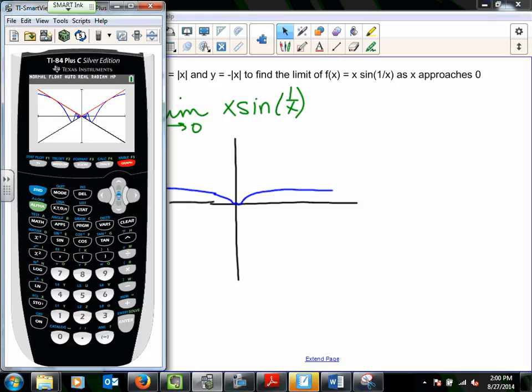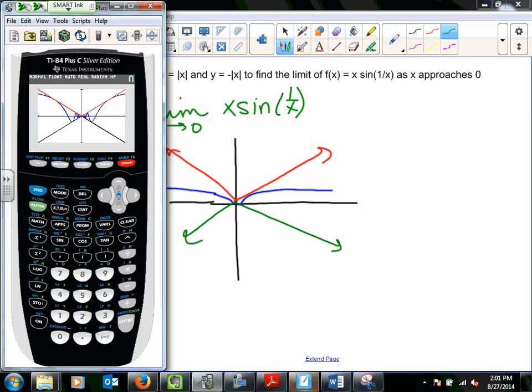Wait, so you want the absolute value? Are we making a spider web? The negative absolute value of x. So we have, I'm gonna go home. I'll go to math.